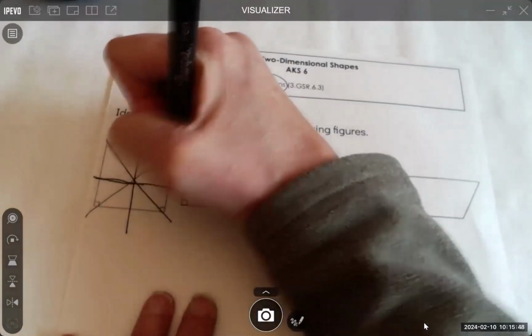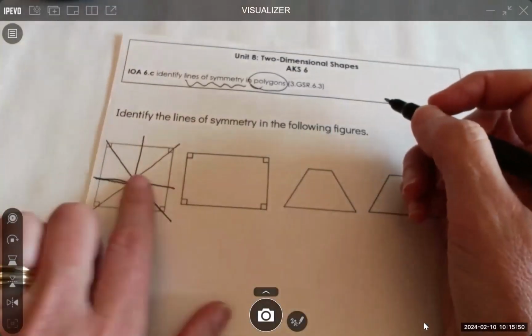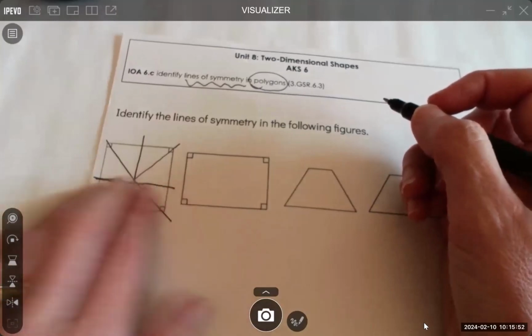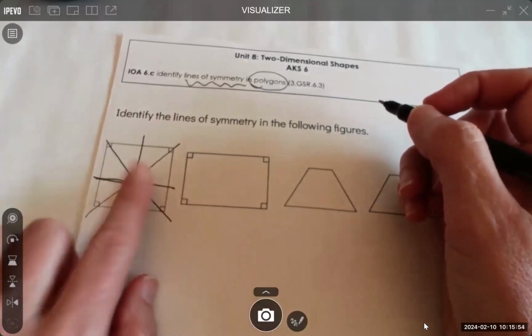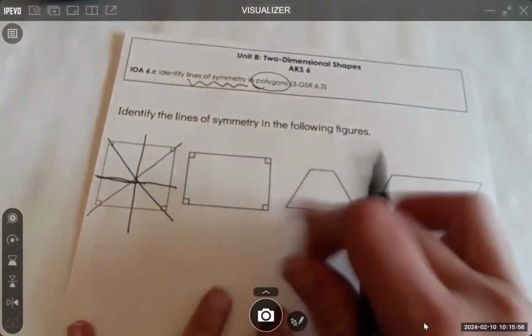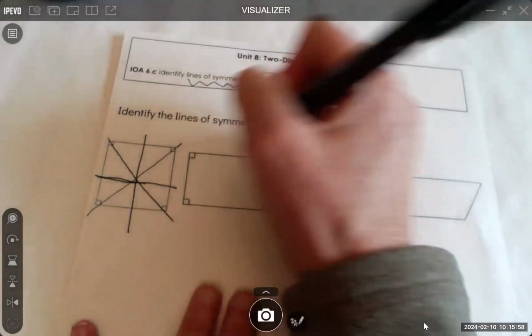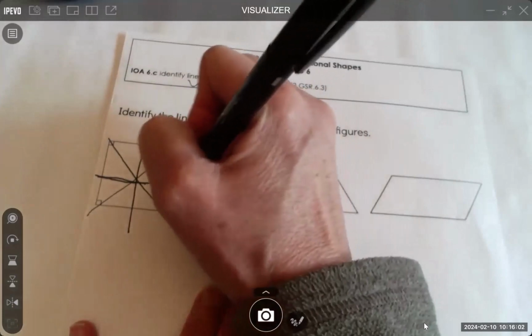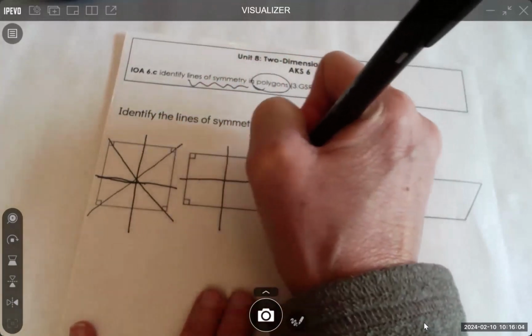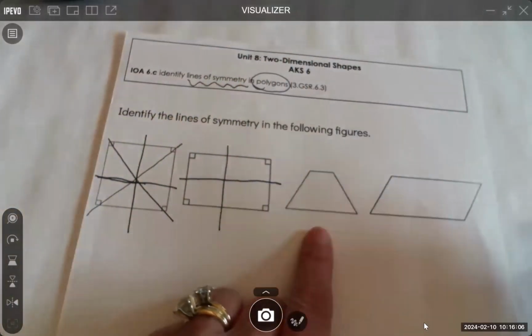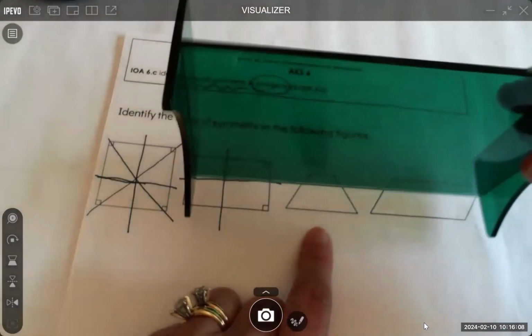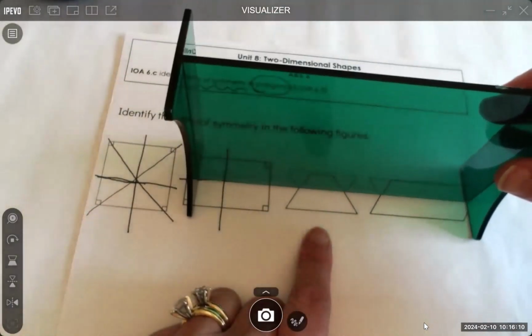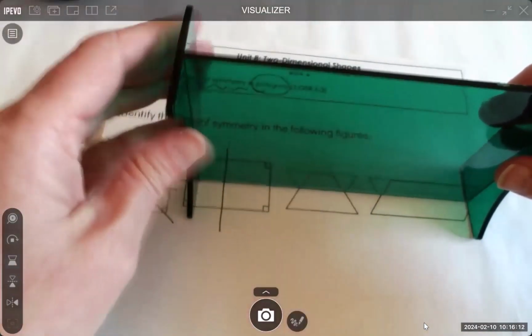And then, oops, I got off a little bit. I apologize about that. And there is a horizontal line of symmetry here. Sorry, I didn't hit that midpoint. And then continuing on with our rectangle, there's a vertical line of symmetry and a horizontal line of symmetry. And our kids could also use the Geo-Mirror here as well. You can see the images there.